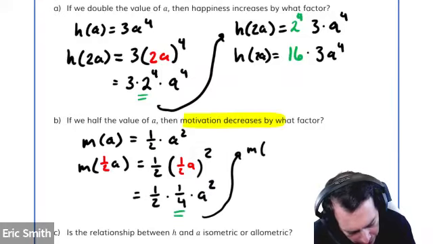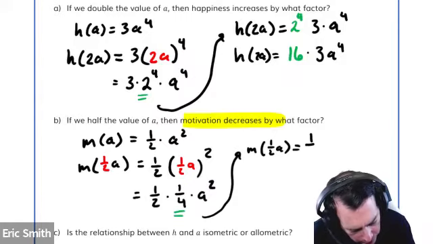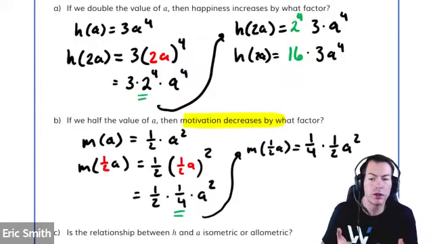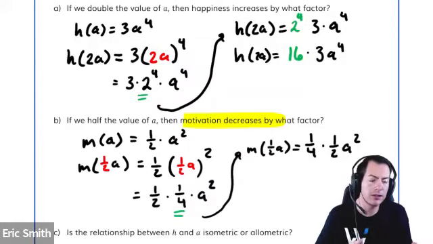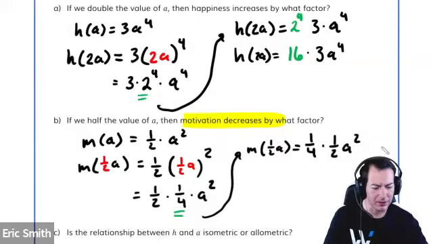But if you want to make it extra clear, then you can go ahead and just shuffle things around so that the 1/4 is out front. And then everything else is written after that, because the order of multiplication doesn't really matter. So yeah, you can see that motivation is going to decrease by a factor of 4. You can say it's getting multiplied by 1/4. Exactly right. Very nice job.